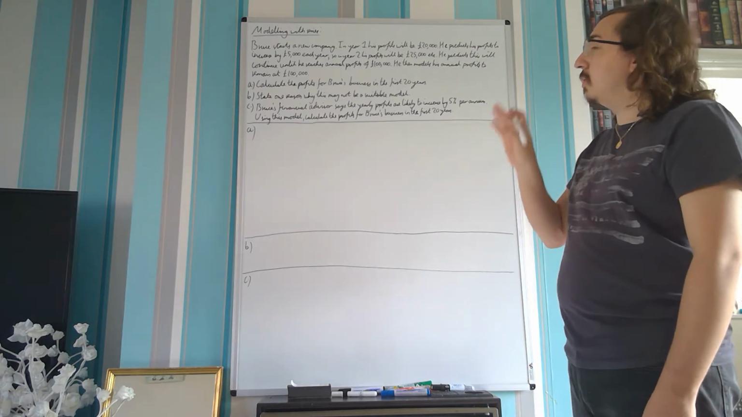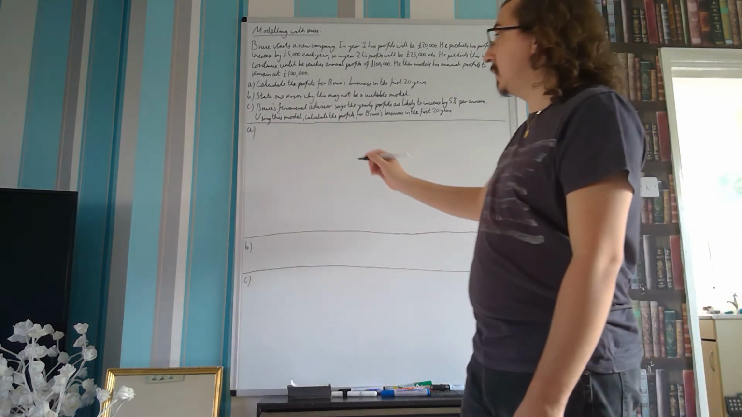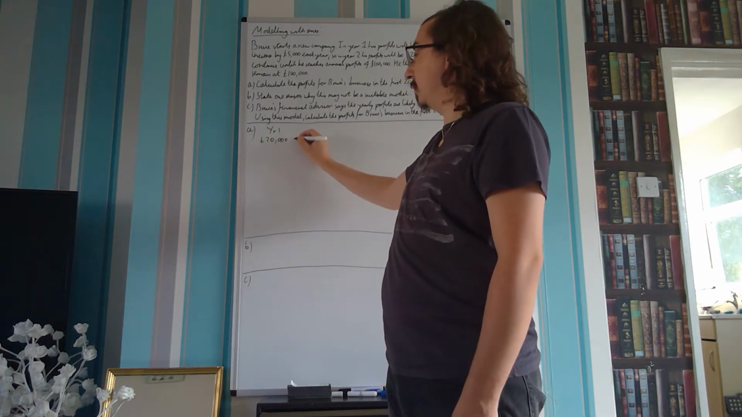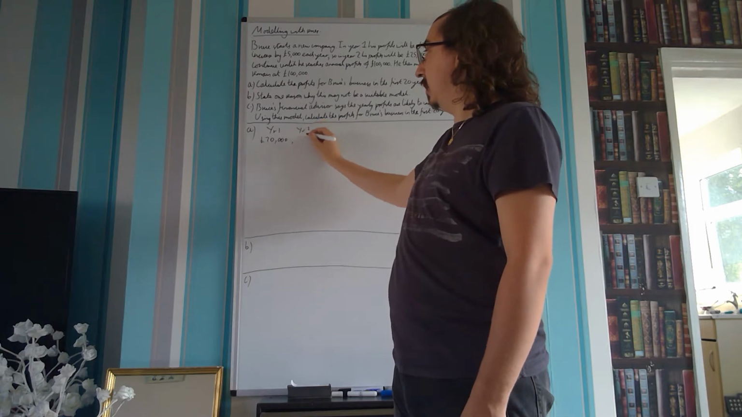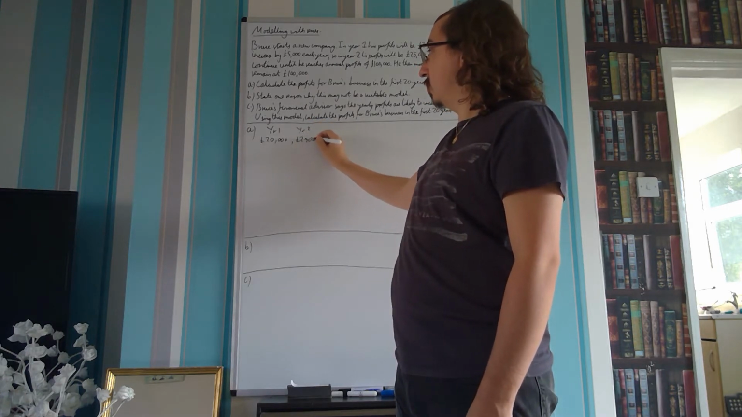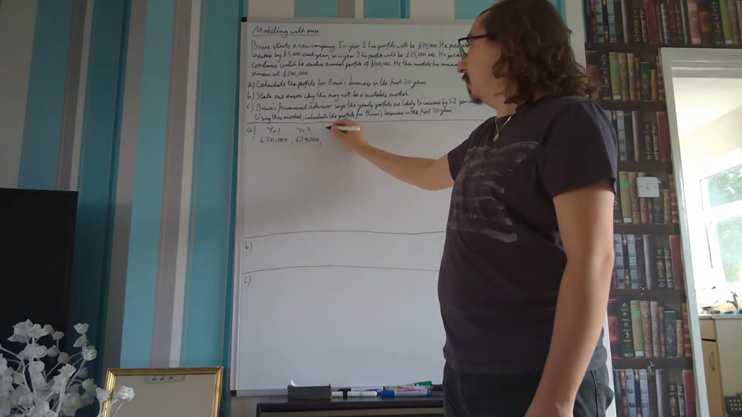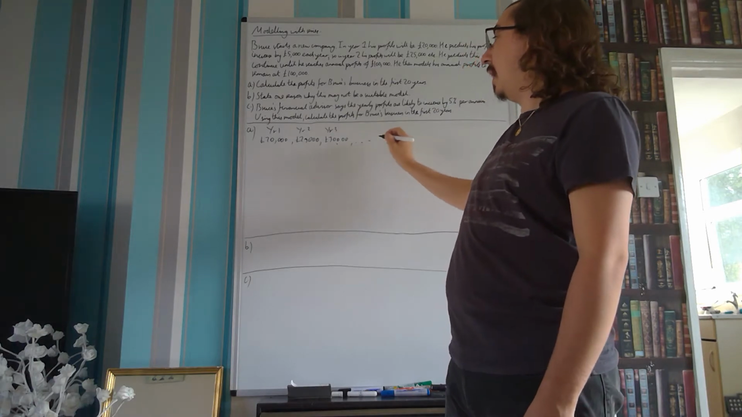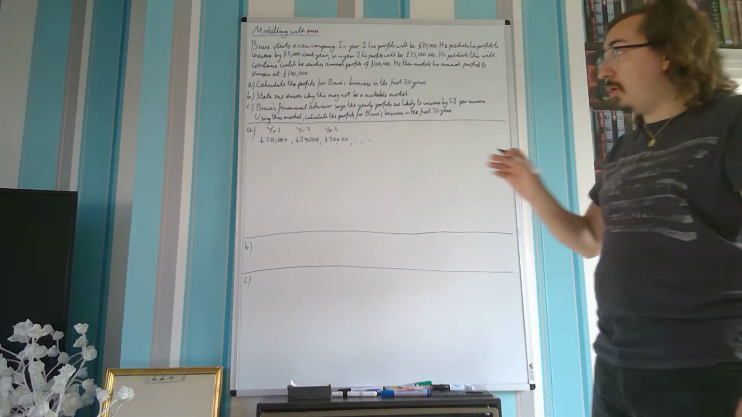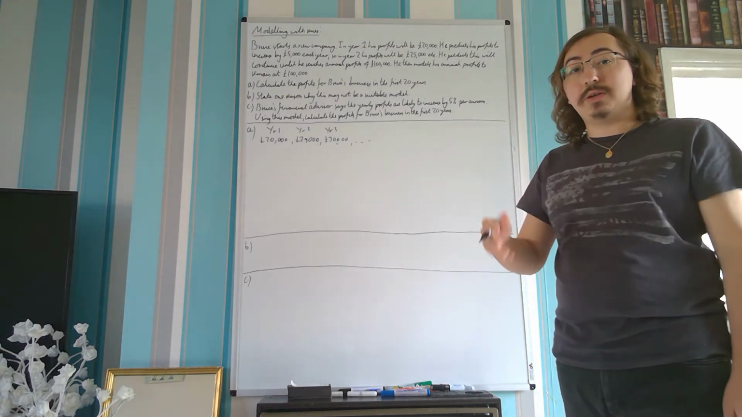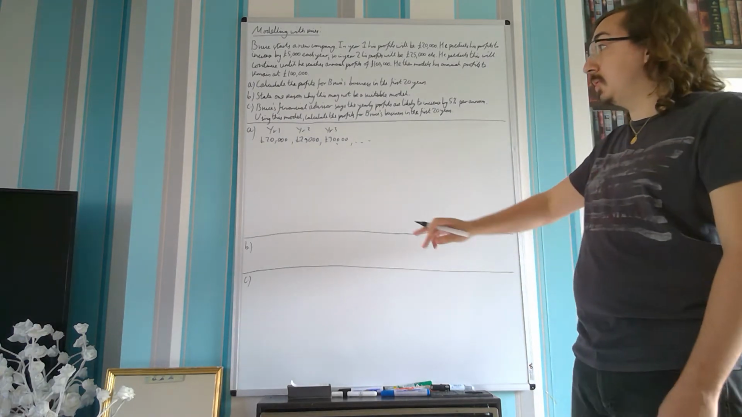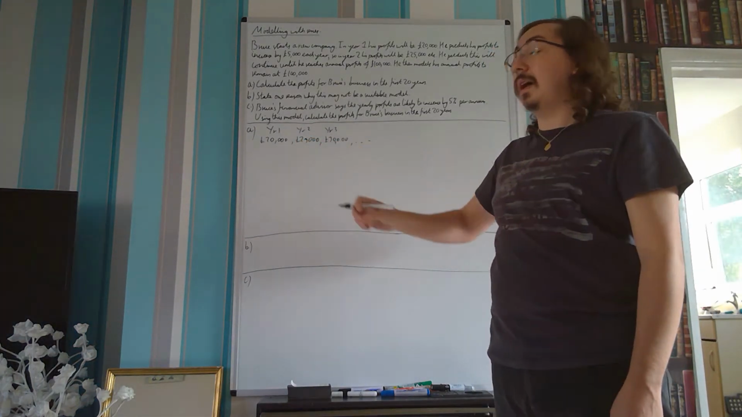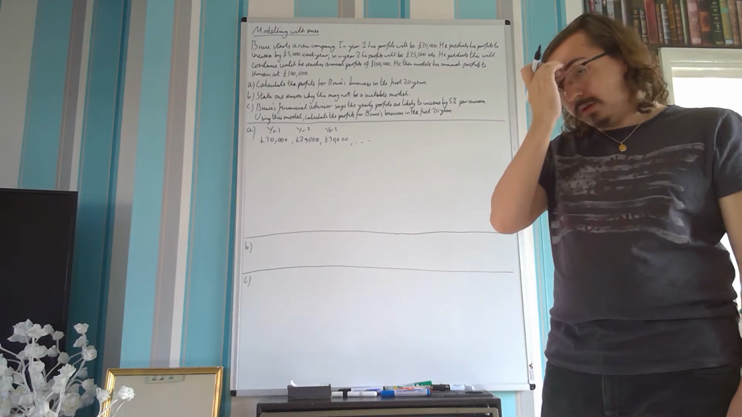So let's have a look at what he's saying about his profits. He's saying that at year 1, he's going to have a profit of £20,000. Come year 2, he's going to have a profit of £25,000. At year 3, he's going to have a profit of £30,000, and so on. Hopefully you'll be able to see that what it's forming is a sequence, and specifically, if we're going up by £5,000 each time, then we've got an arithmetic sequence.